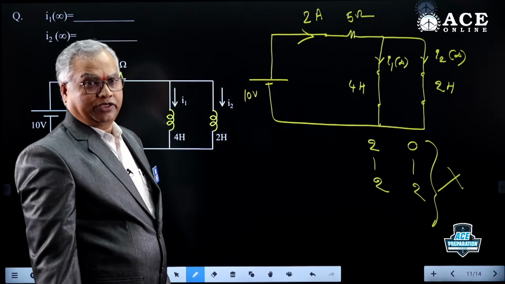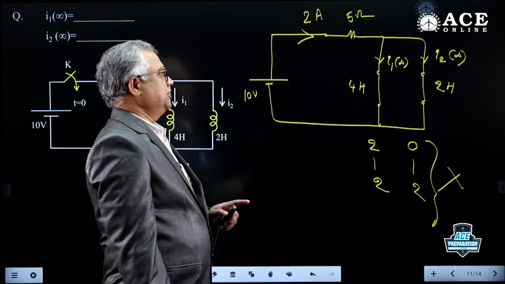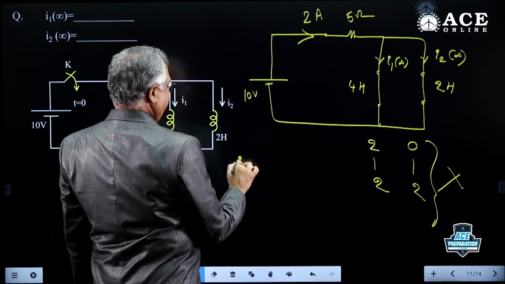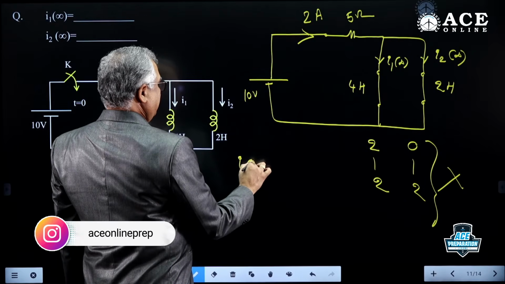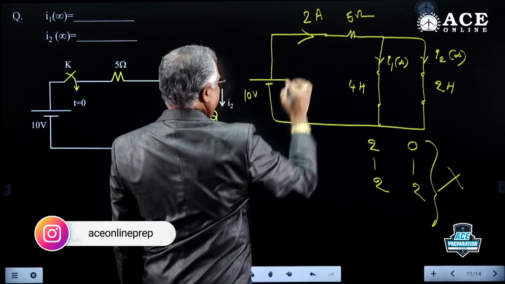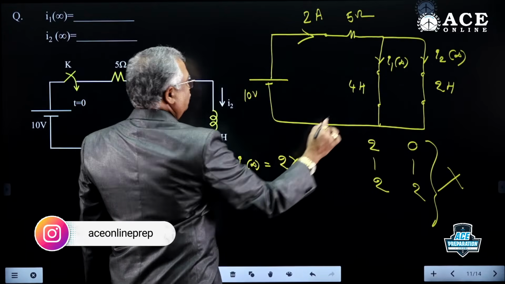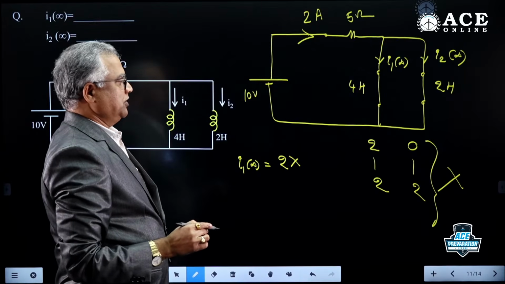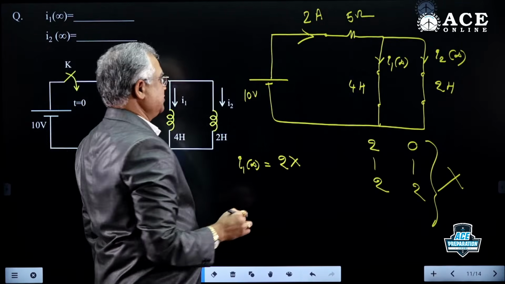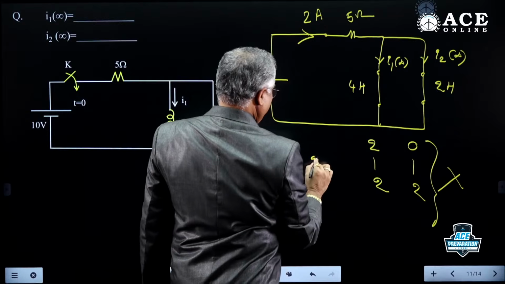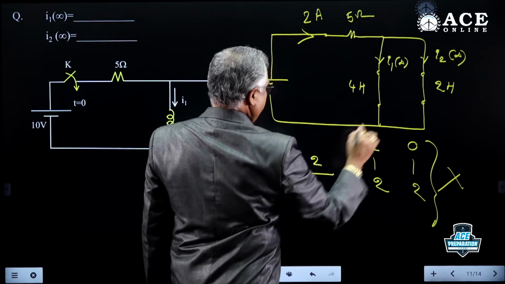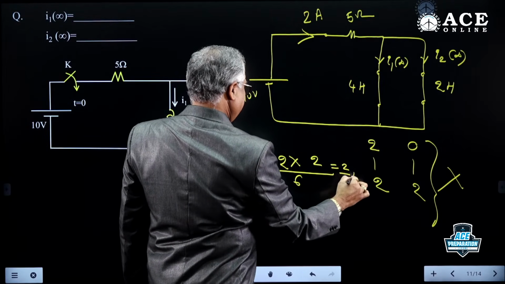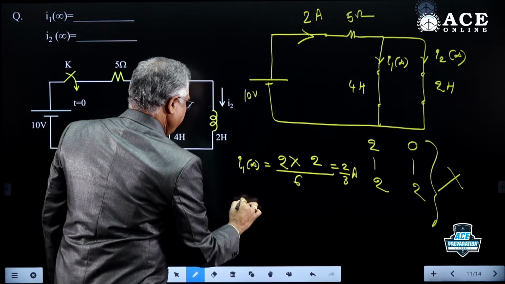Even though both inductors are short circuited, you have to use the current division formula. What is the incoming current? 2 amps. And how are these two connected? In parallel. Inductors in parallel means you have to use current division. This formula is similar to resistors. So the opposite is 2 divided by 2 plus 4, 6, so I1(infinity) will be 2 by 3 amps. Similarly, I2(infinity).